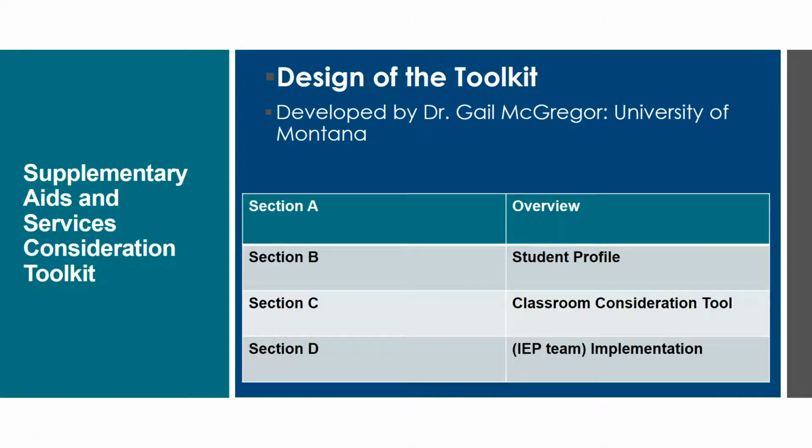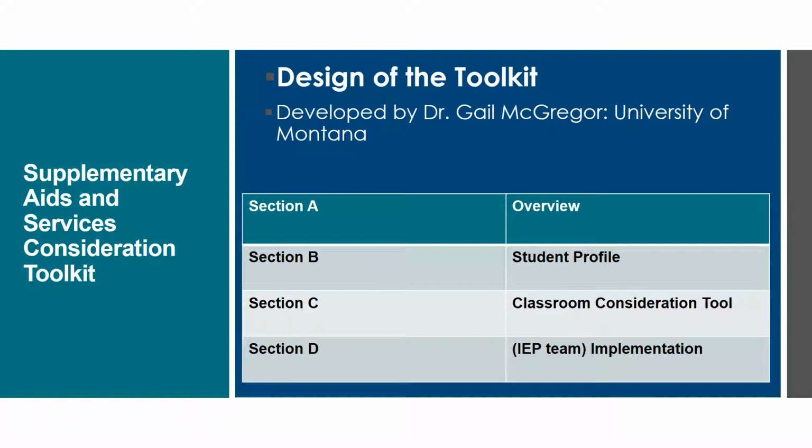So now we're going to take a look at the design of the toolkit. If you have it available, you may want to refer to a hard copy of the toolkit at this point. The toolkit was developed for Pennsylvania by Dr. Gail McGregor. She's currently a research professor at the University of Montana, very well versed in all of this work around supporting students in inclusive environments.